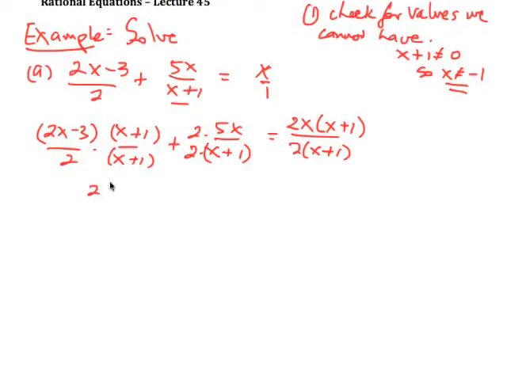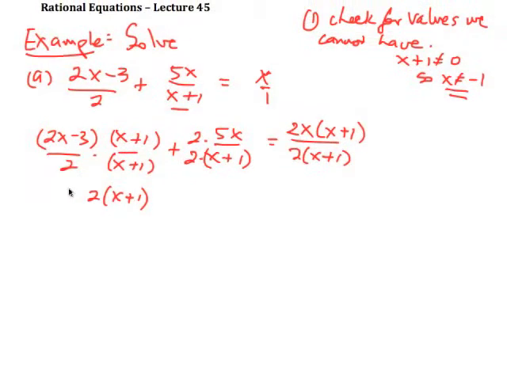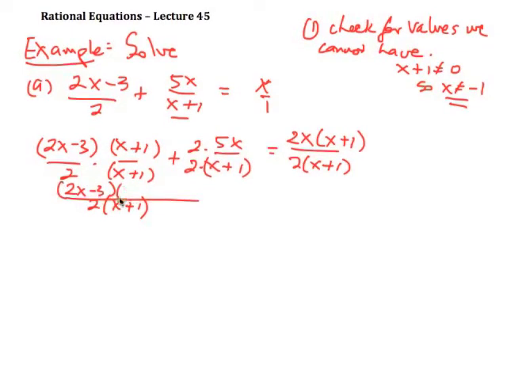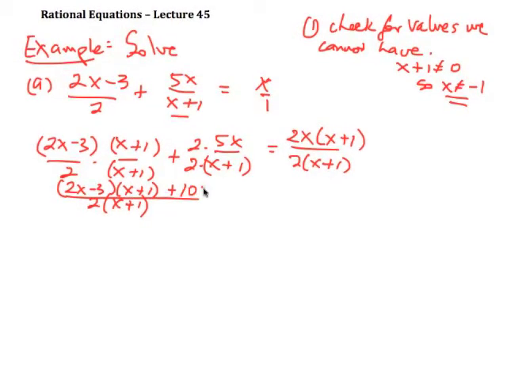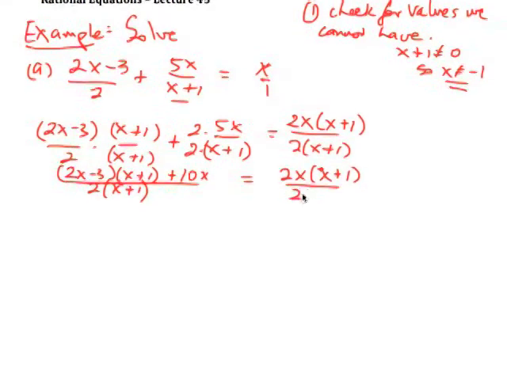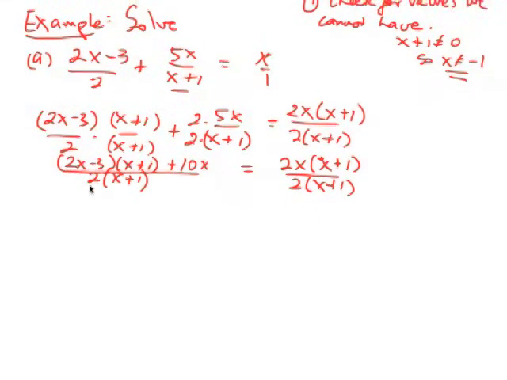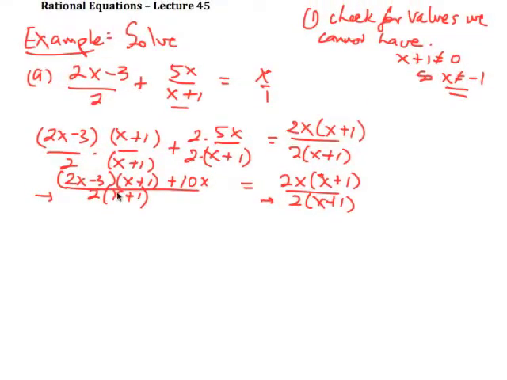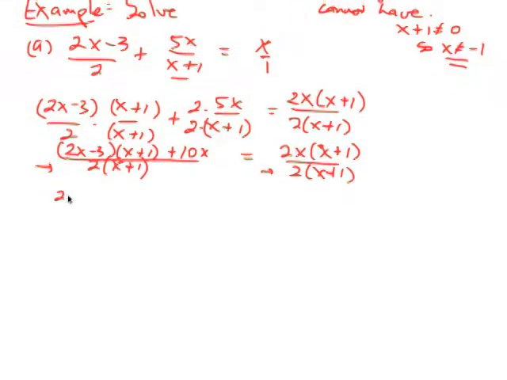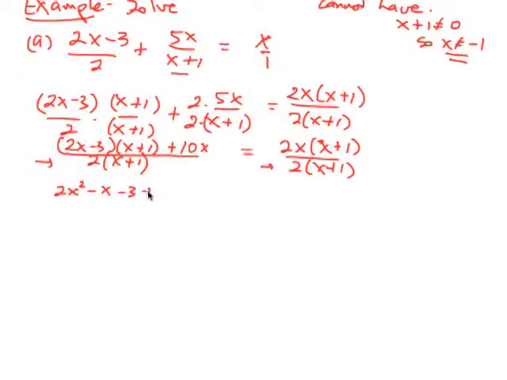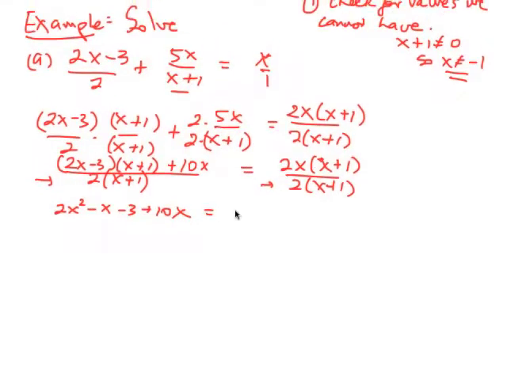Right, so now we have 2 times (x plus 1) as my common denominator, and here I'm going to have (2x minus 3) times (x plus 1) plus 10x, and over here we're going to have 2x times (x plus 1), all over 2 times (x plus 1). Right, now notice that we have the same denominators on both sides, and if these two are going to be equal, then the numerators need to be equal as well. So I'm going to FOIL this one out.